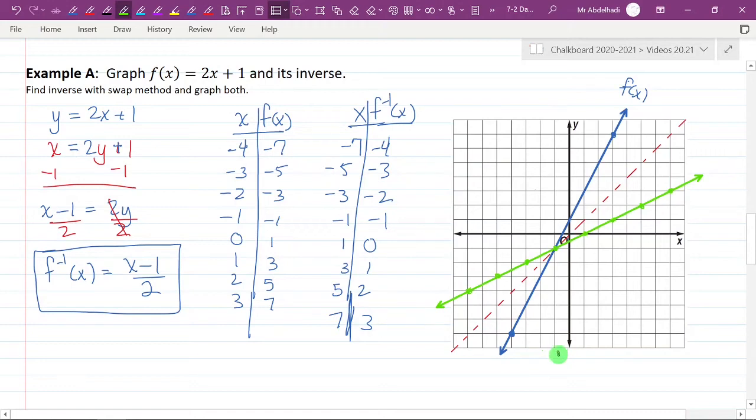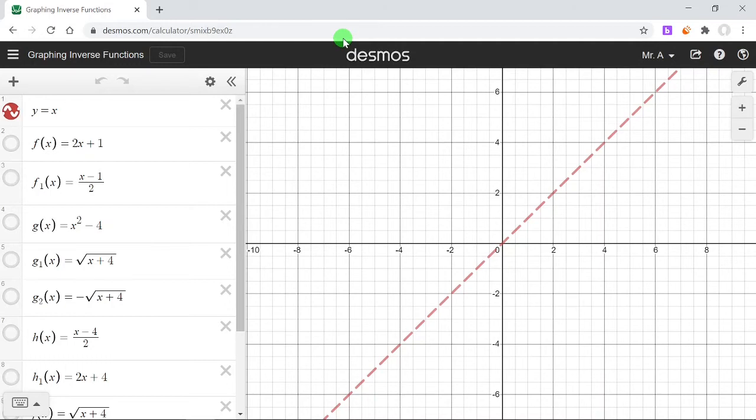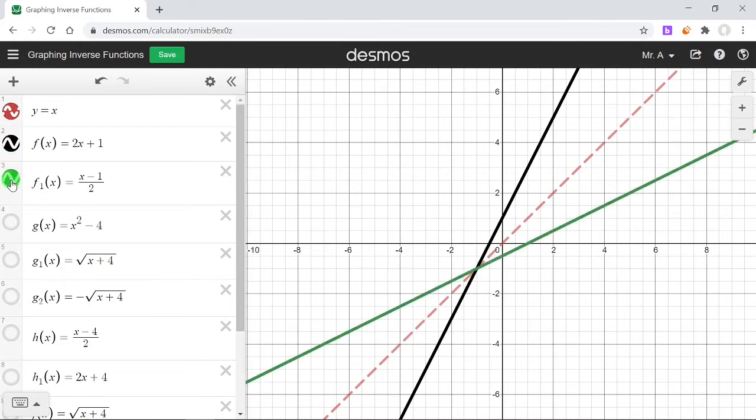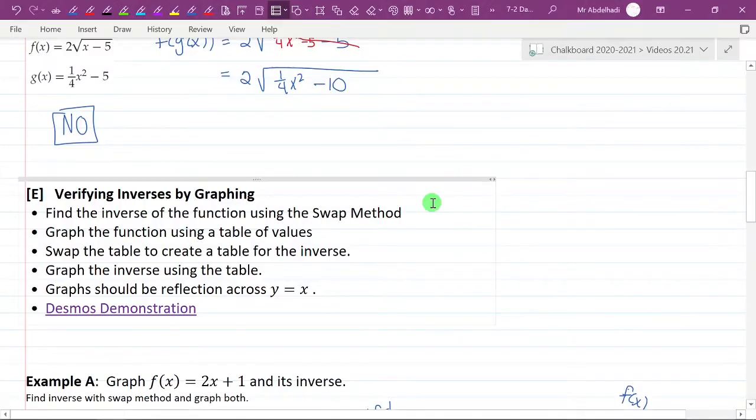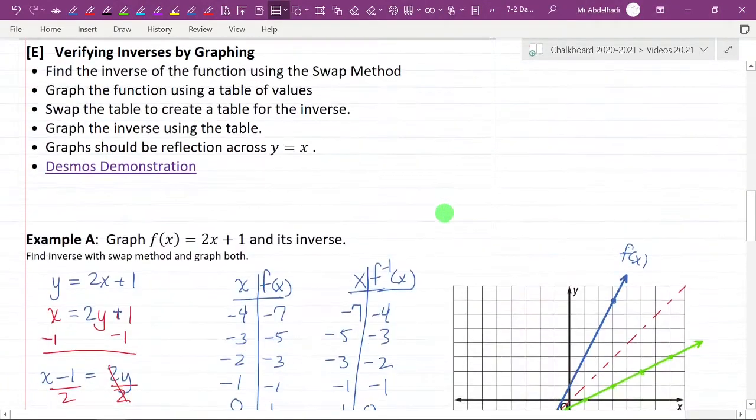And now we look at it. Are these two functions reflections across that dotted line right here? And it sure looks like it. Okay? In fact, I've created a Desmos demonstration here where here's the original function right there, and here's the inverse. Okay, so this is a little bit cleaner than, well, not much cleaner than what I did on paper here.